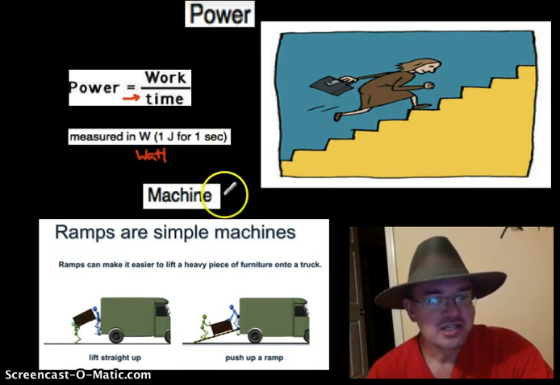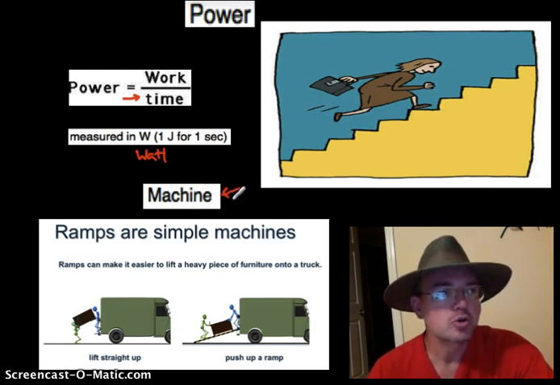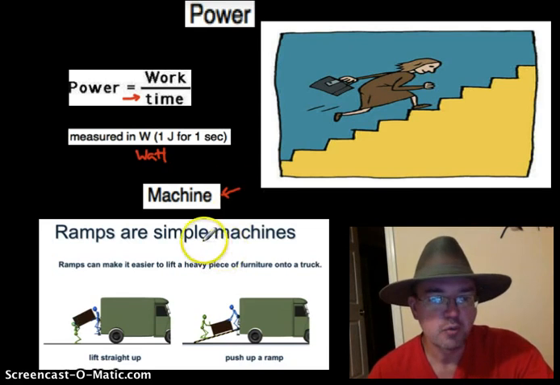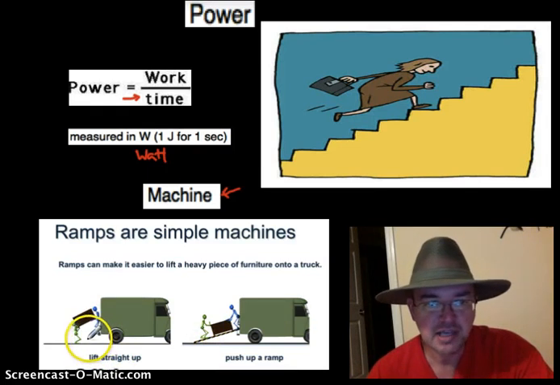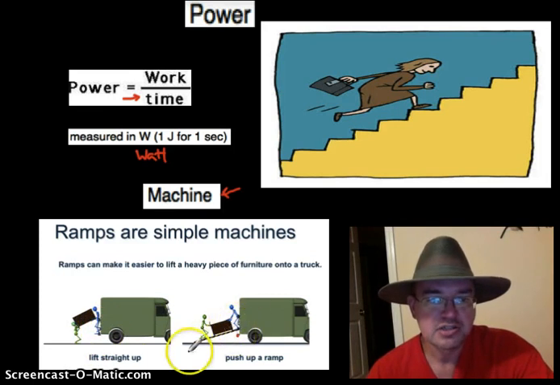Well, machines help us do work. They help give us power to do work. And you can see here we have a ramp that's a simple machine. It's just an inclined plane. Sure, the work amount is the same. This big desk, I guess it is, needs to be lifted to the same area. It's the same amount of work done. It's just that these inclined planes and other machines mean that we don't have to use as much power.